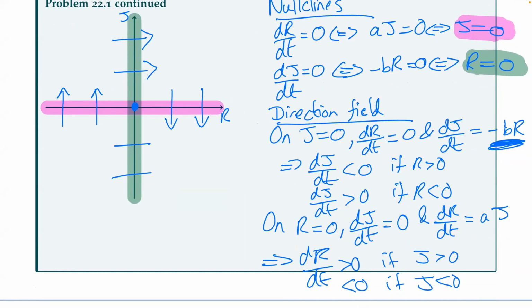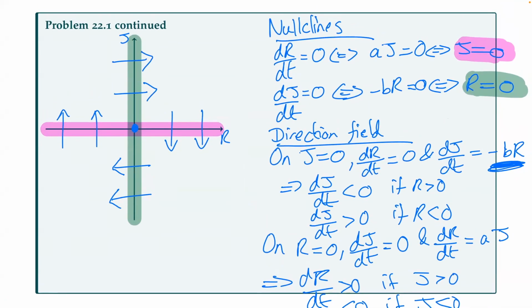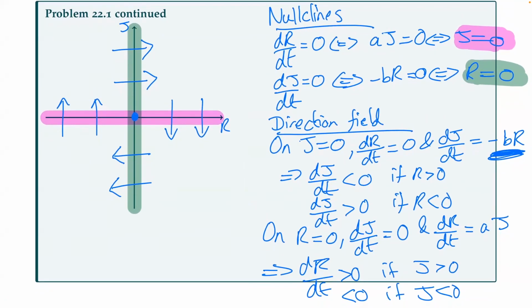When j is negative, dr dt is negative, so we move to the left. Again, as we pass through, if you walk down that green line or go up it, as you go through the origin, the direction of these arrows changes, okay? So at this point, suppose I hadn't done the previous analysis, I'd just drawn this phase plane. I know that there's some sort of oscillation going on here, right? I know that things are kind of spiraling, and we know that they're going in this direction.